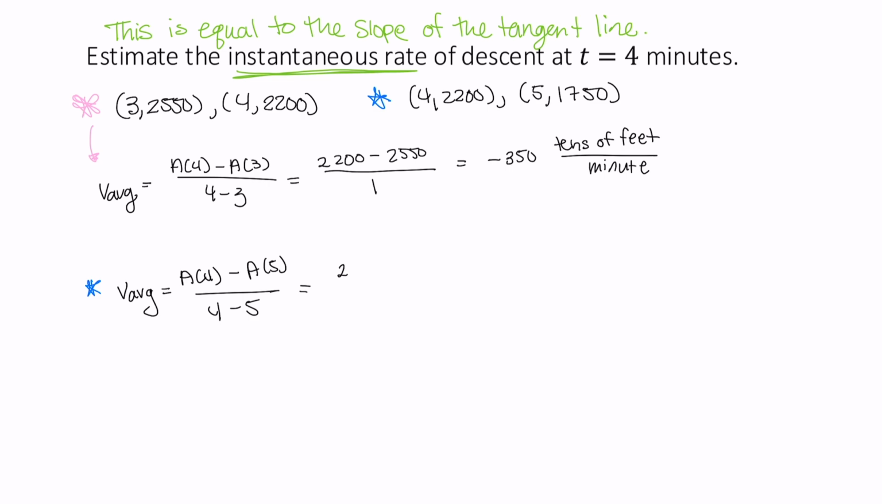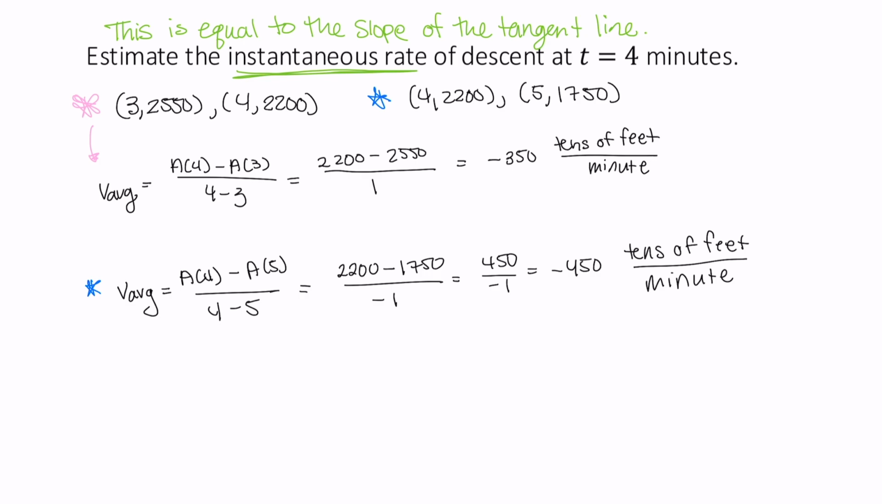So a of 4 we know is 2,200 minus a of 5, which is 1,750. 4 minus 5 is negative 1. So this numerator produces 450 divided by negative 1 in our denominator, so negative 450 tens of feet per minute.